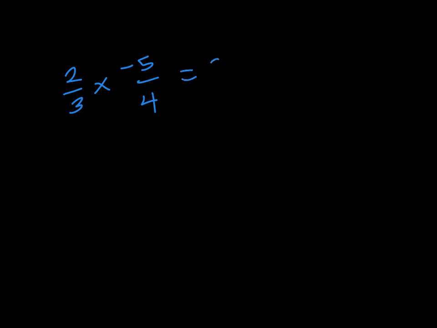So I'm going to say 2 times -5 over 3 times 4. 2 times -5 is going to give us -10. And 3 times 4 is going to give us 12.